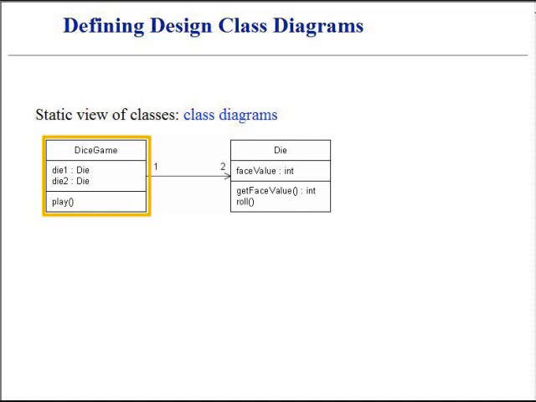Since a play message is sent to a dice game object, the dice game class requires a play method. Class die requires two methods, a roll, and get face value. In contrast to the business domain model, this diagram does not illustrate concepts of the real world. Instead, it shows the software classes.